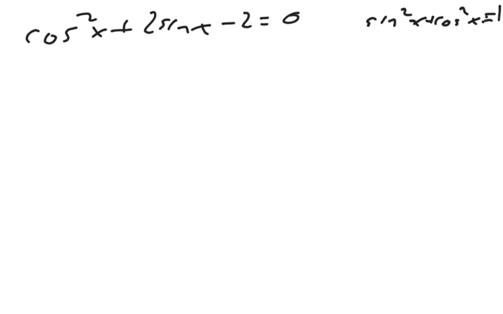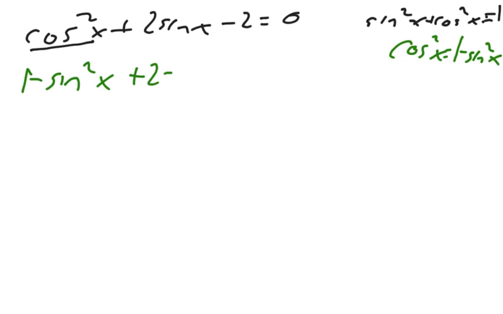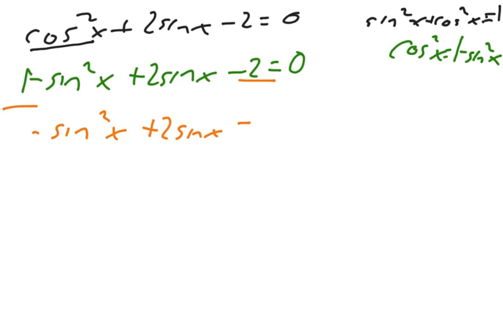Alright, last one here. We got cosine squared x plus 2 sine x minus 2 equals 0. Due to the fact that sine squared plus cosine squared equals 1, in order to replace cosine, I need to get cosine squared equals 1 minus sine squared. So putting that in, I get 1 minus sine squared x plus 2 sine x minus 2 equals 0. The 1 and the minus 2 can combine to be minus 1.